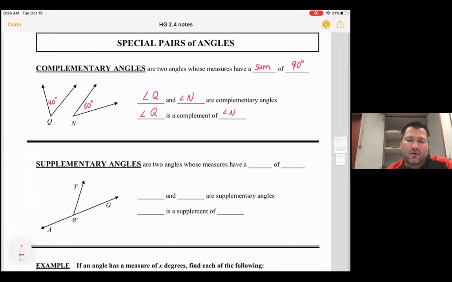Supplementary is, or are, two angles whose measures have a sum of 180.